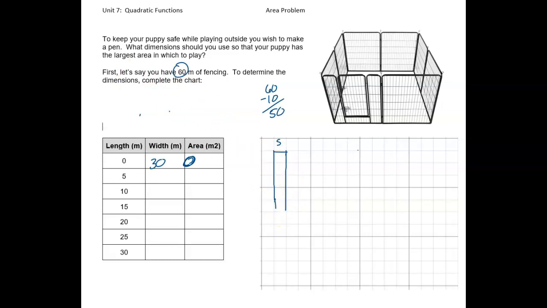So for your dog, it has a pen 5 by 25, and your perimeter should add up to give you 60. 5, 25, 5 here, and 25. That's your 60. So the width is 25. Area, length times width, 5 times 25. Sorry, I don't know why I said 20 there. So 5 times 25 will give you 125.